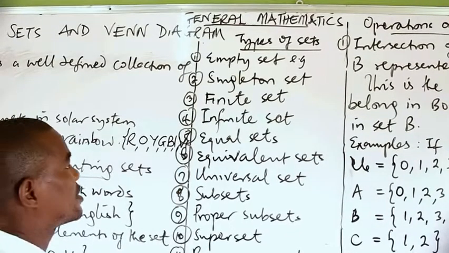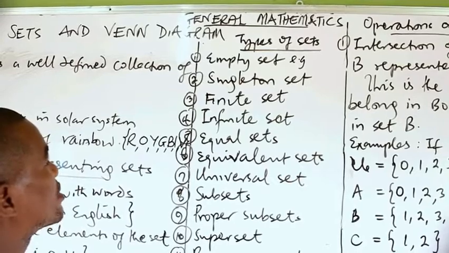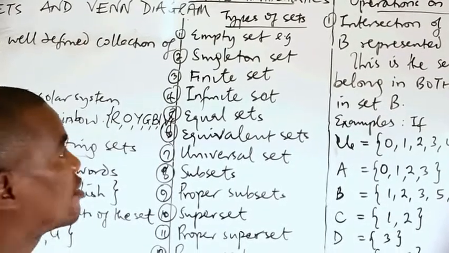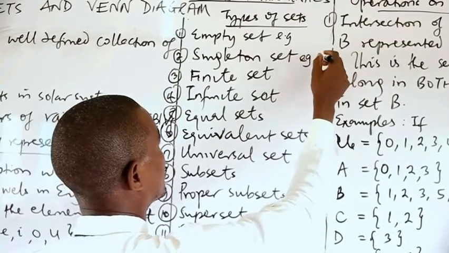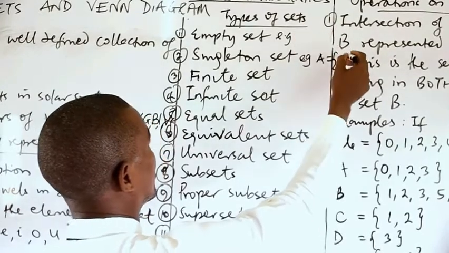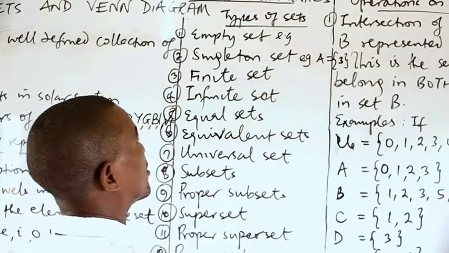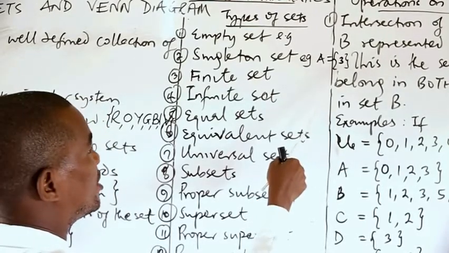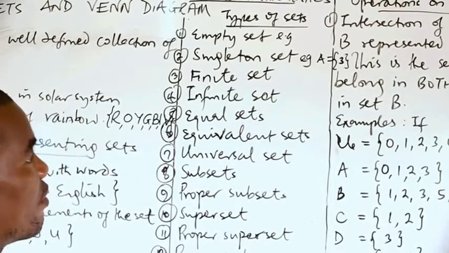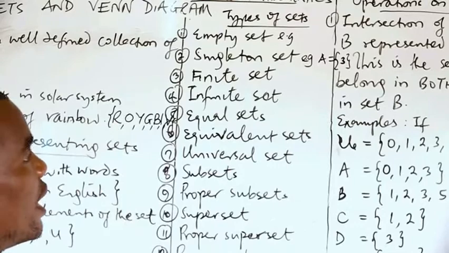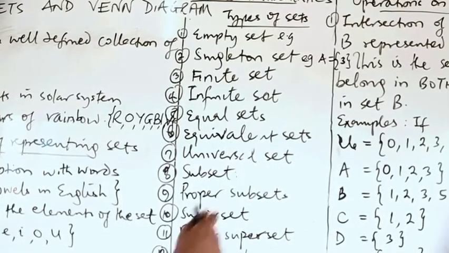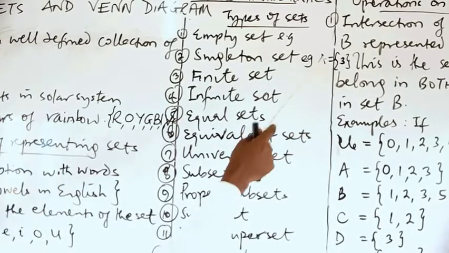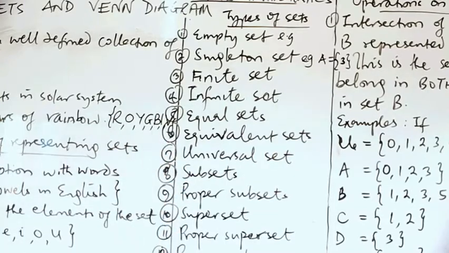Then, the second type of set is singleton. Singleton set is a set that has only one element in it. For example, let's say set A is this, 3. If you look at this set, you will see that the only element that we have in this set is 3, and that is enclosed in the parentheses. That thing that looks like bracket is called parentheses. Then, this kind of set is called singleton set.